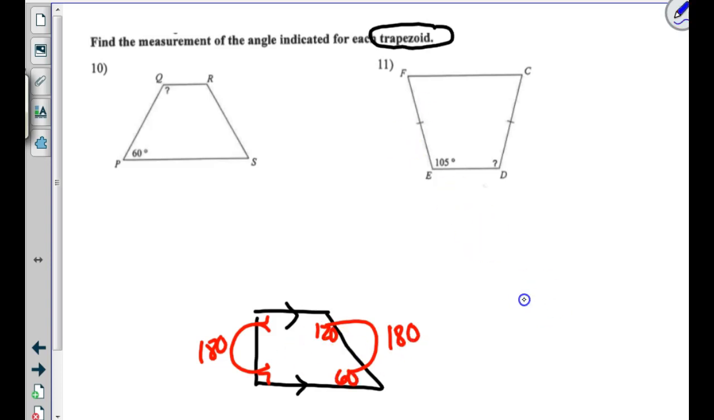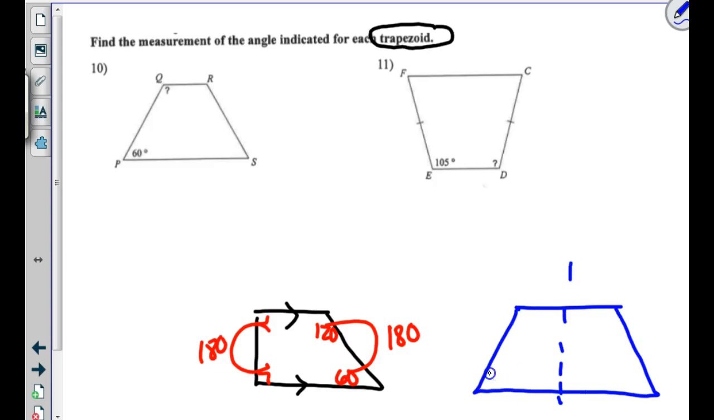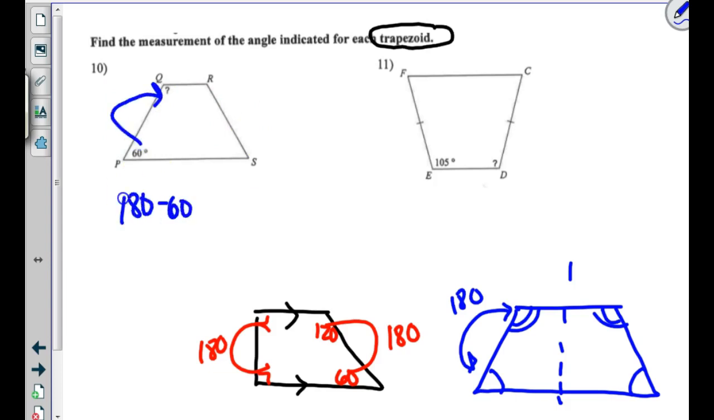All right, if you have an isosceles trapezoid, though, then you have a line of symmetry here. So these are equal, these are equal, and these two are consecutive, so they add up to 180. So this one has no marks, so all we can do is know that those add up to 180. We get 120. We don't know anything else about this one.